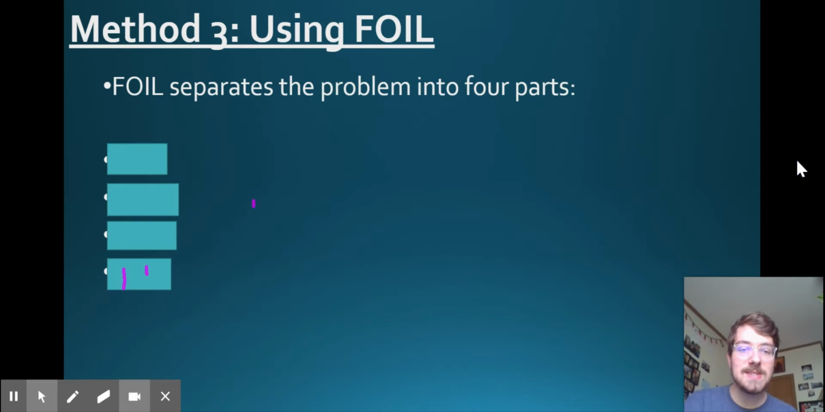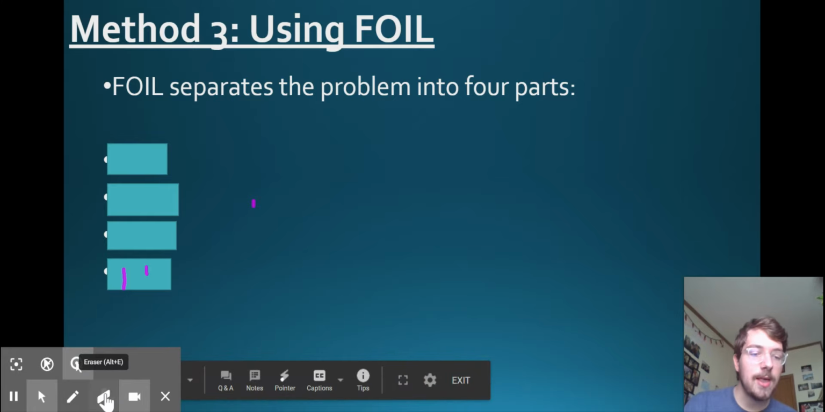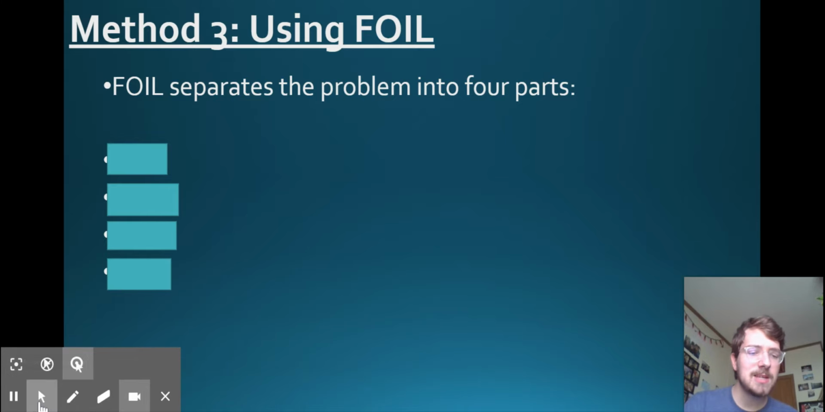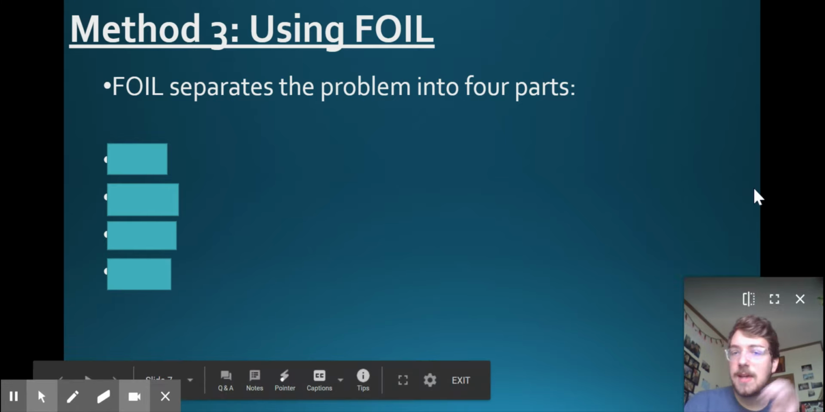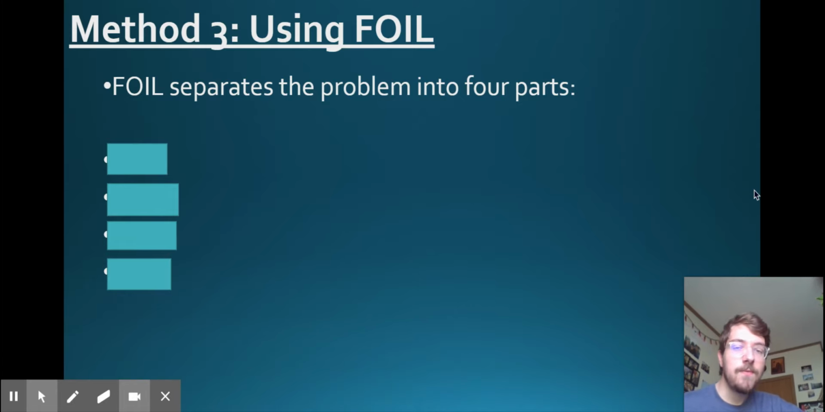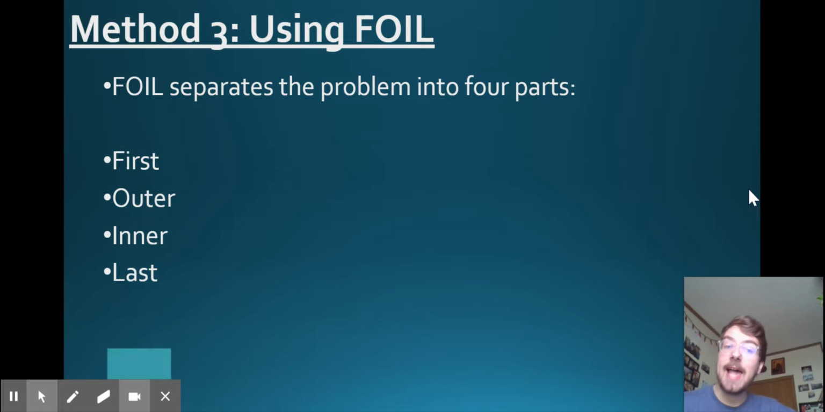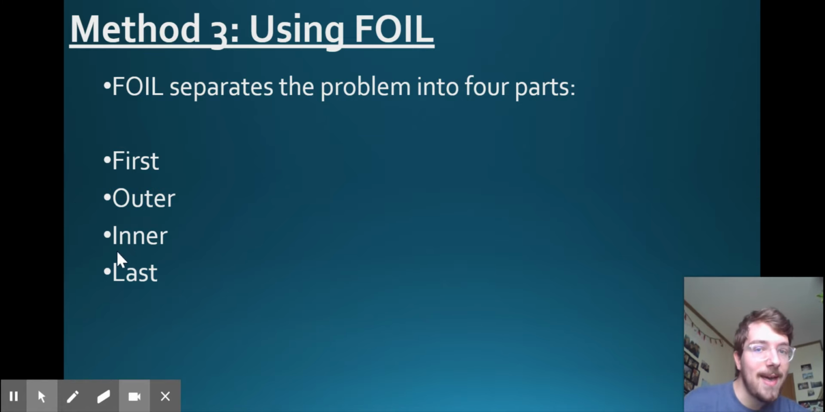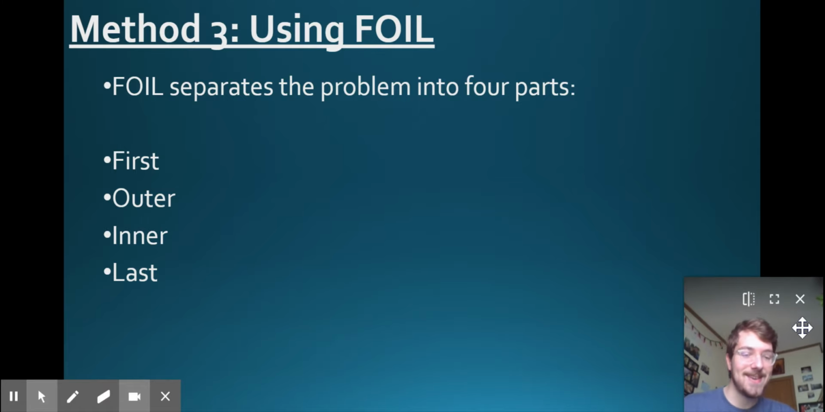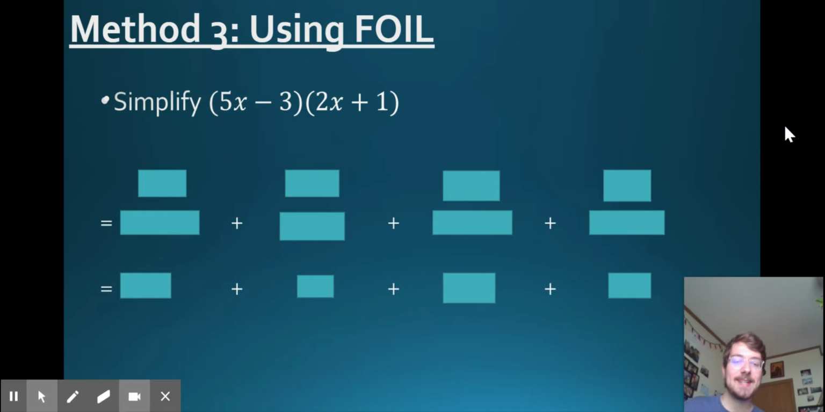And then the last method is going to be our FOIL method. I'm sure you've probably talked about it before, but just as a refresher, FOIL is an acronym. It separates the problem into 4 different parts: first, outer, inner, and last. Get it? Because FOIL, FOIL. I know, great stuff. So let's use a problem as an example.